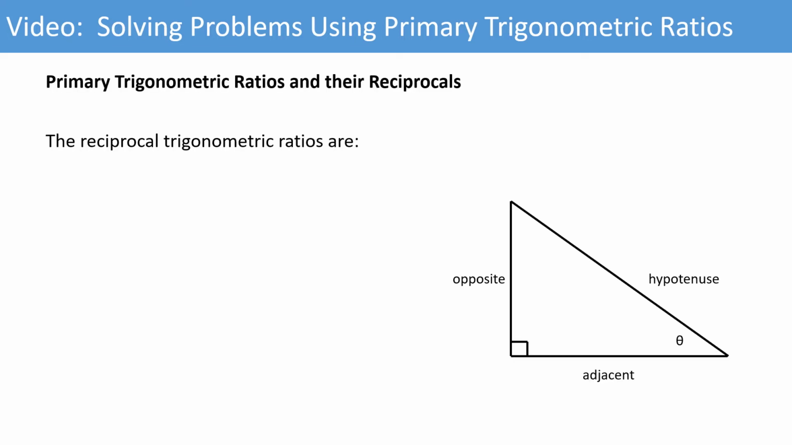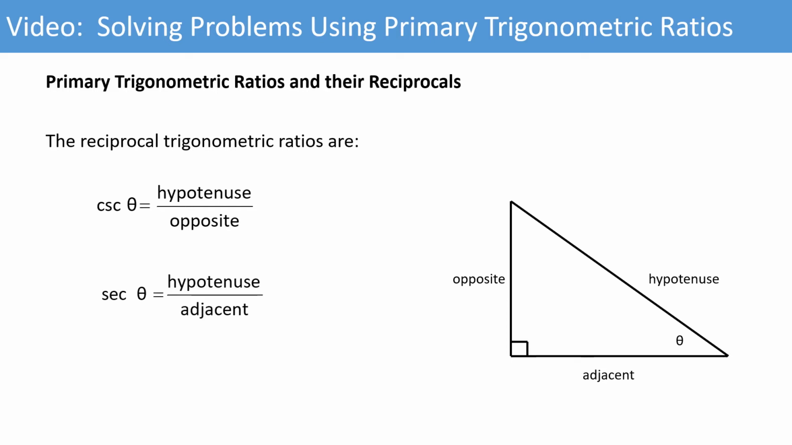Another way of stating these reciprocal ratios: the cosecant theta is equal to hypotenuse over opposite. Secant theta is hypotenuse over adjacent. And cotan theta is adjacent over opposite.